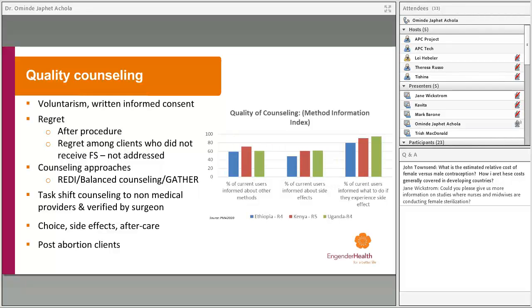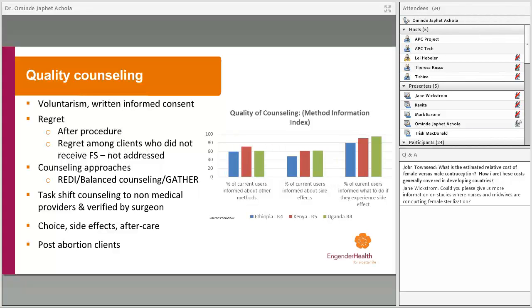This is the counseling for female sterilization. The verification and the signing of the informed consent should be done by a provider. However, the others can be done by a non-medical provider. And of course, the counseling, as has been mentioned, focuses on choice, side effects, aftercare, etc. I've just put here post-abortion care because we usually have a caution for such clients, just in case they have not well considered the decision to have a permanent method, and bearing in mind the situation they are in, they might accept the method and later regret. However, if it is a well-considered decision, they should receive the services.